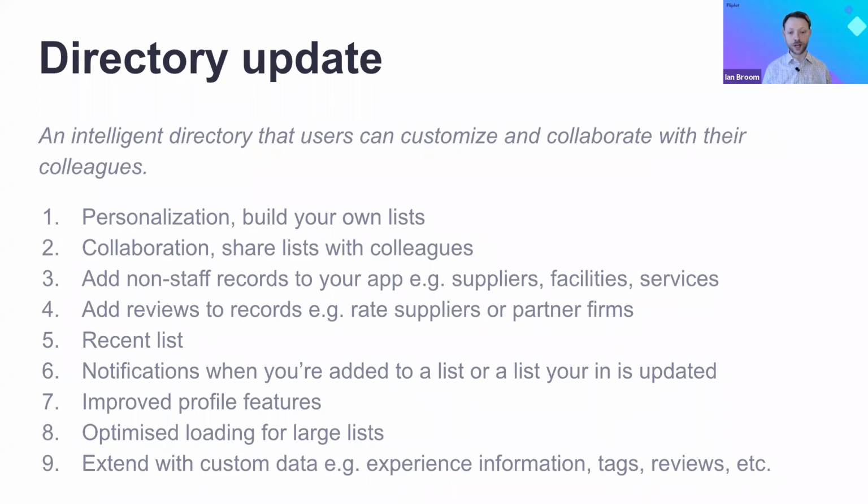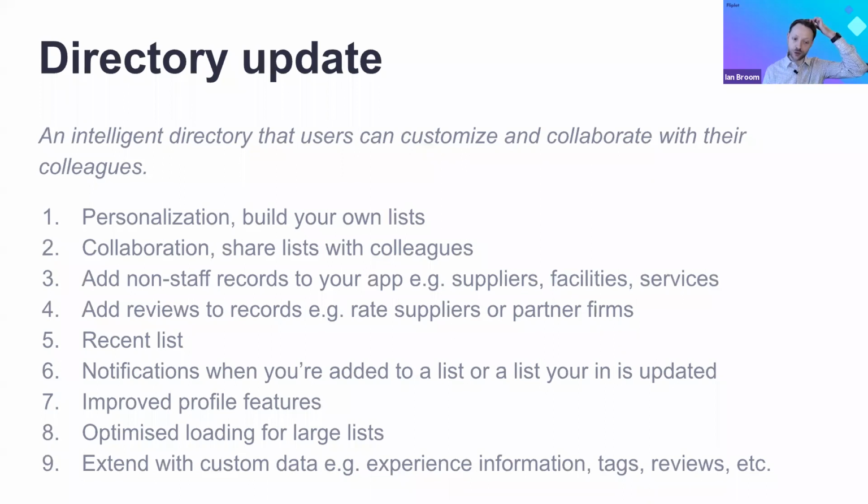You'll be able to get notifications whenever you're added to a list, or whenever a list that you're a part of is updated. So for example, if somebody leaves project A and somebody else joins project A, you'll be able to optionally be notified. We're also going to offer improved profile features, which just means a more sophisticated set of profile information and features available inside profiles. We're going to optimize the loading time for large contact lists. I know at the moment it can be quite slow loading large lists with people's profile pictures.